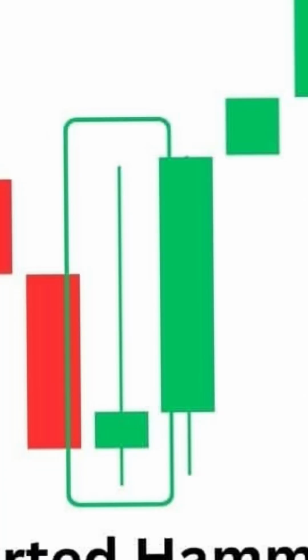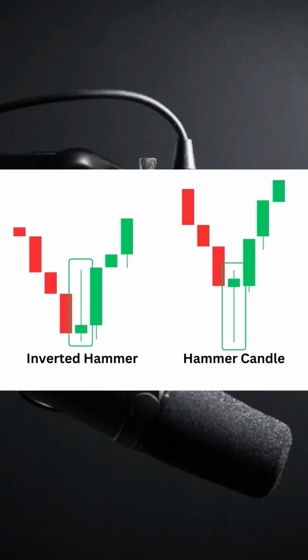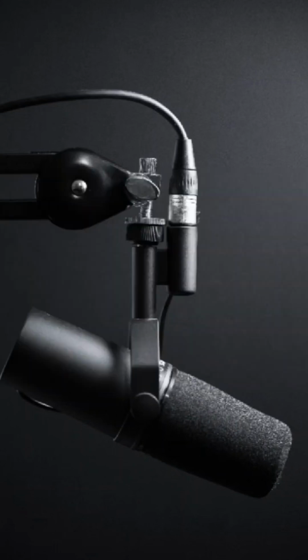Then there's the inverted hammer. Same energy, but flipped. Small body on the bottom, long wick on top. It also shows up after a downtrend, and it means buyers tried to reverse the trend but couldn't fully hold the gains. Still, it's a sign that something might be shifting. Watch for confirmation.